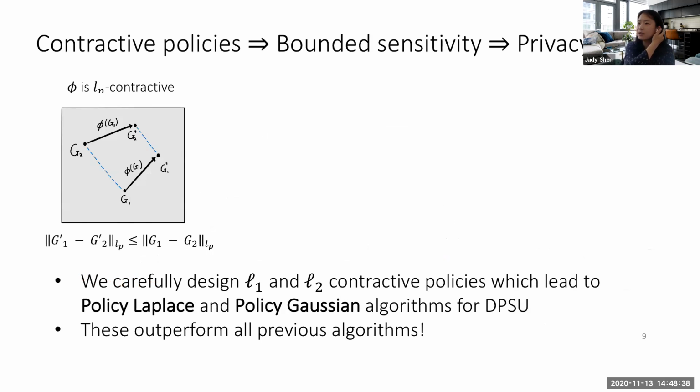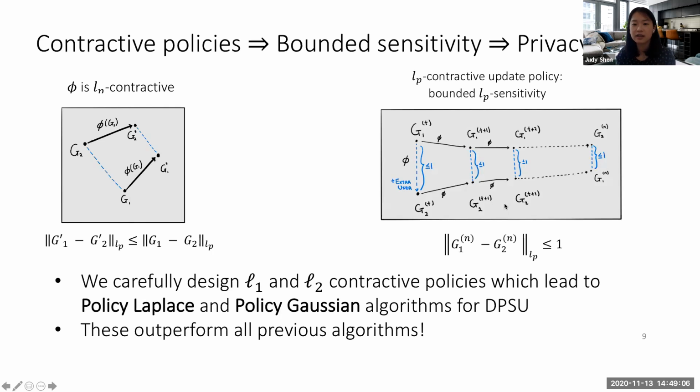And so the technique we use in our paper is to come up with contractive policies, which give us bounded sensitivity, with which we can then have privacy. We can say that some mapping is Lp contractive if the distance between two histograms after applying the mapping is smaller than or equal to before the mapping. More generally, we can say that an update policy is contractive when this property holds in every step.